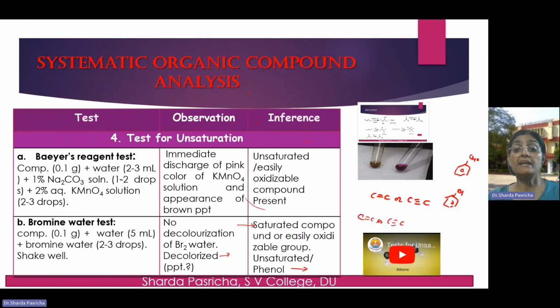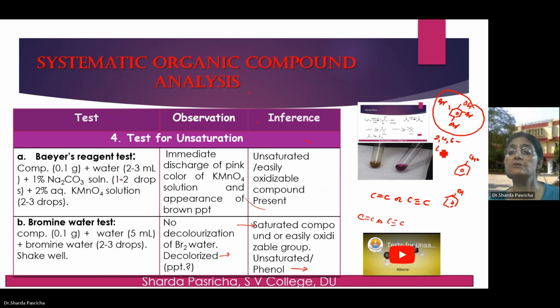And in case of phenols, if you react a phenol with bromine water, the brown color of the solution is discharged and you get a white precipitate due to formation of 2,4,6-tribromophenol. So the observation is very important in the bromine test.